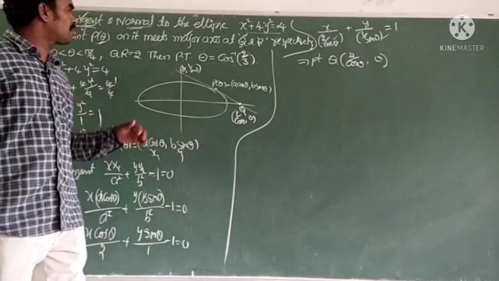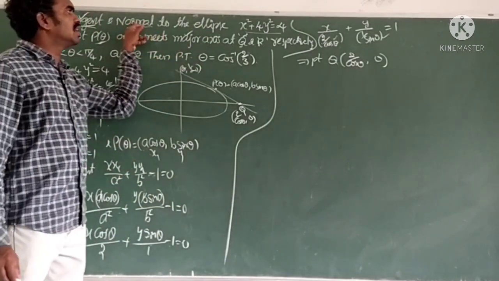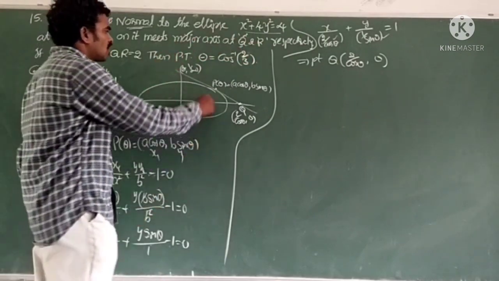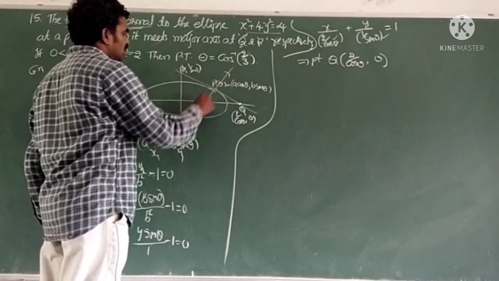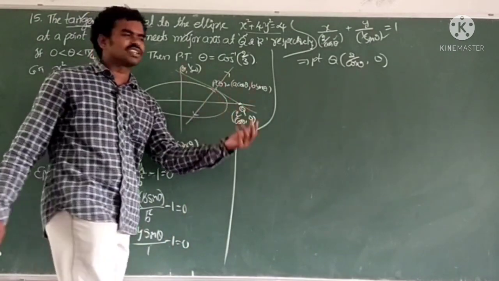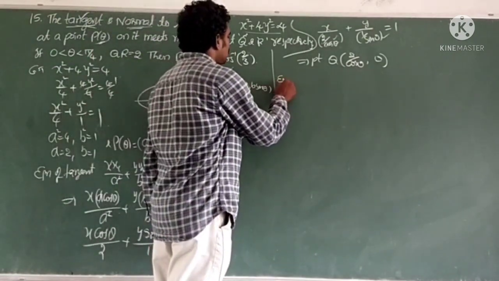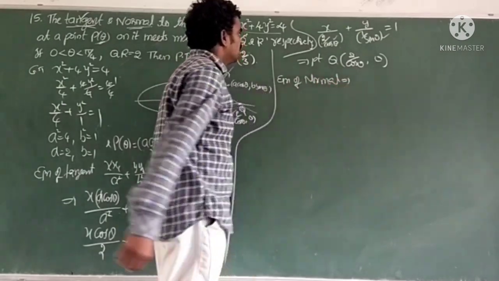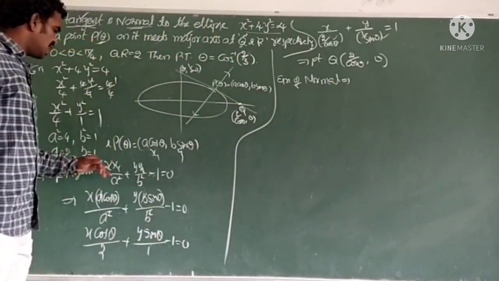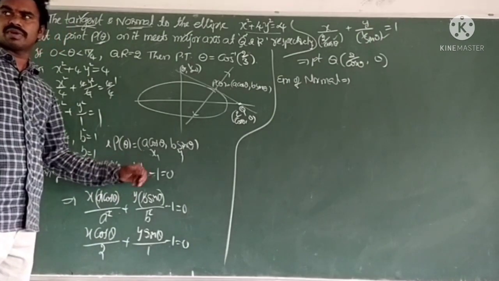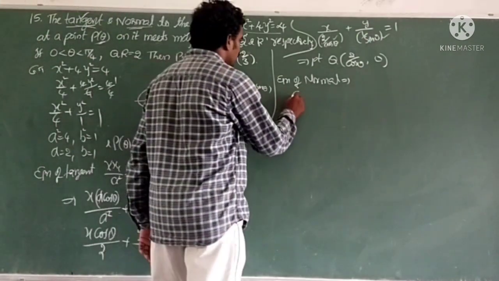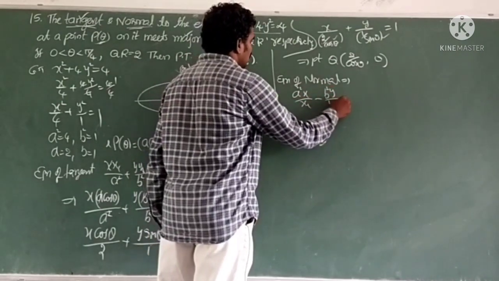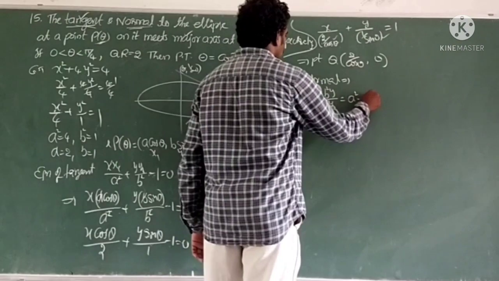Similarly, by writing the normal equation, next we will get another point R on the major axis. So how to find the normal equation? Write down the normal equation formula. Now the equation of normal is what? This is the tangent, x1 by a square, y1 by b square minus 1. Normal equation what? Just now we used a square x by x1 minus b square y by y1 is equal to a square minus b square.